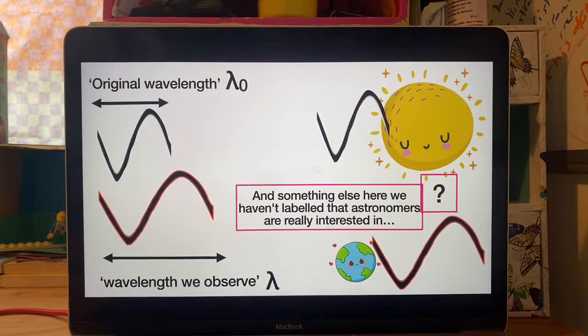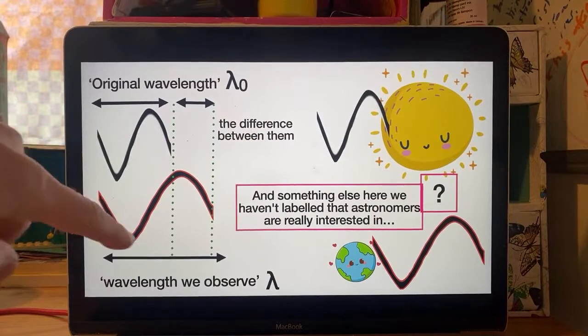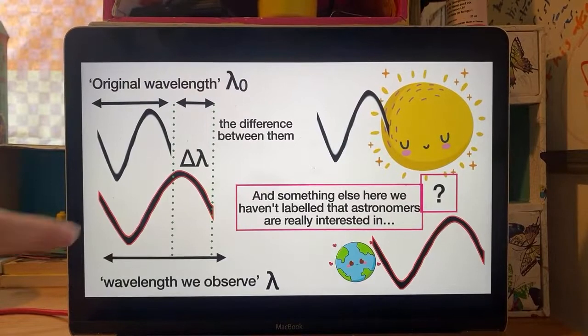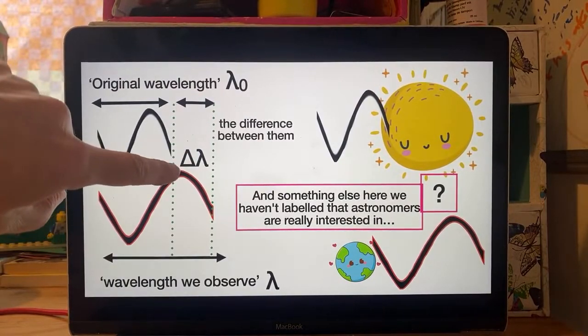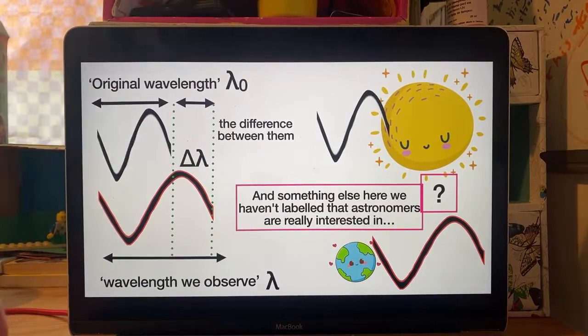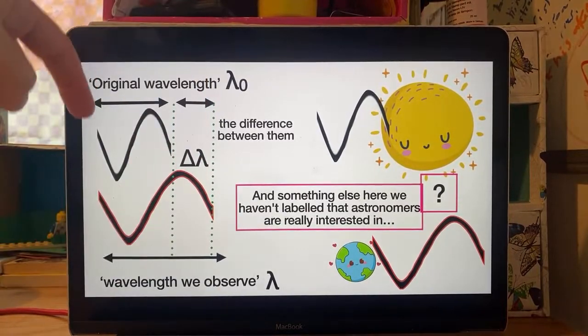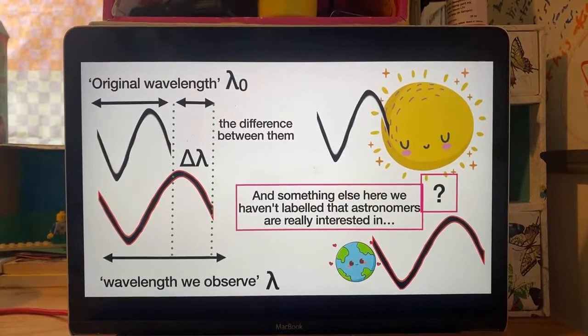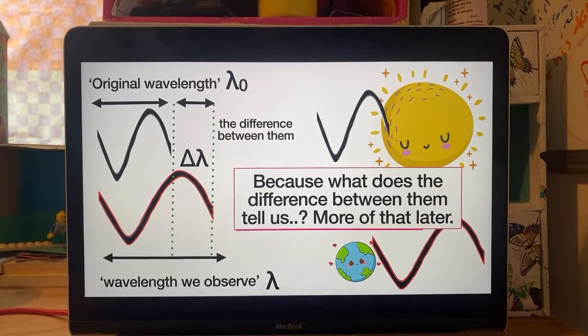I was getting some excellent answers on Facebook. None of them were right, but they were all showing excellent thinking. What astronomers want to know is the difference between them. So the longer wavelength, take away the original wavelength, the difference. And we call that, if you're familiar with this, this little triangle means delta, it means change in. So that's change in wavelength, and that's the difference between the one that we've actually seen and the one that you would expect to be given off. Okay, right. Because what does the difference between them tell us? More of that later. Oh, a cliffhanger.